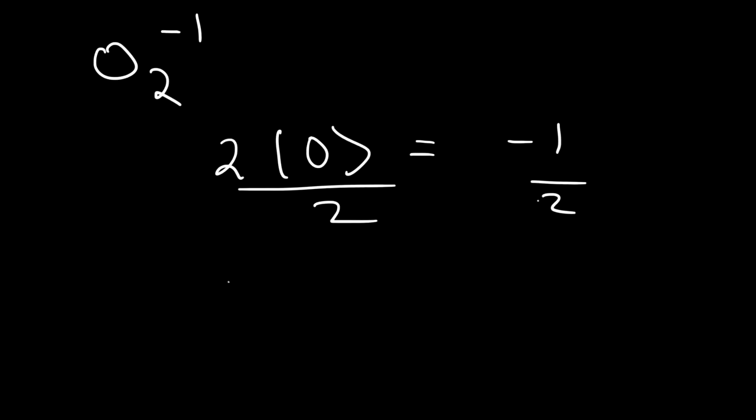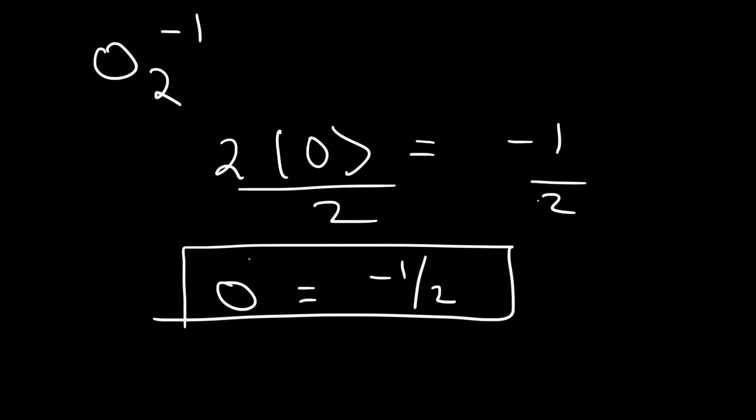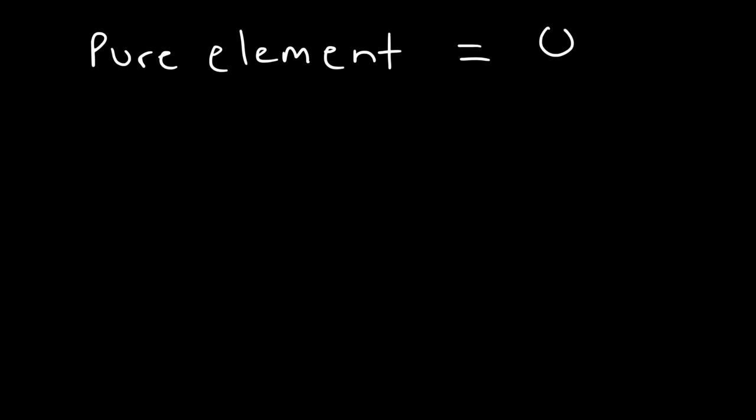This is the superoxide ion. So if you want to find the oxidation state, you need to divide the total charge by 2. So each oxygen atom has a net charge of negative 1/2. So 2 of them combined will have a net charge of negative 1. So keep this in mind. Anytime you have a pure element, the oxidation state will always be 0. And if you have a monoatomic ion, the oxidation state is the same as the charge of that ion.